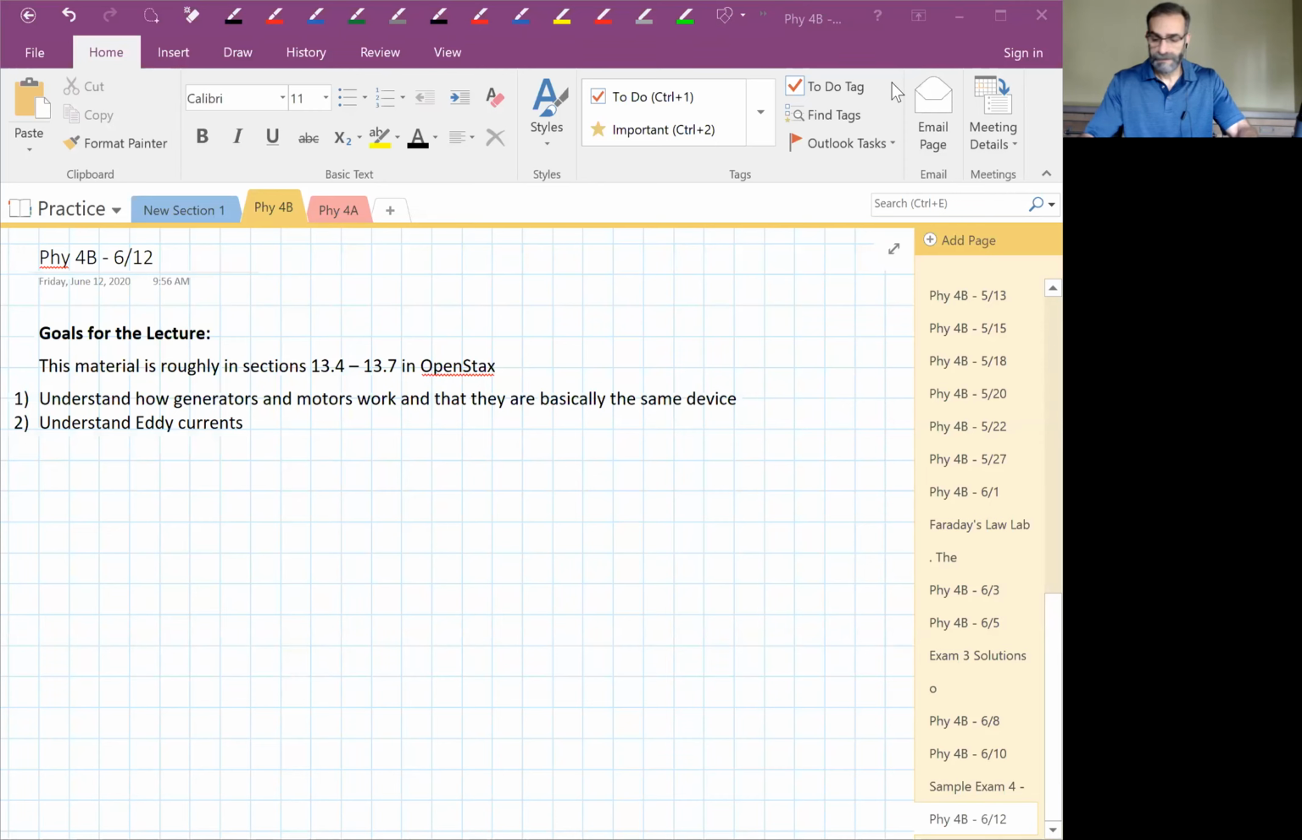Good morning. We are continuing with Faraday's law and Lenz's law, looking at various circuits. We did two last time, and we're going to do a couple more today and just keep making them a little more interesting, a little more complicated each time.